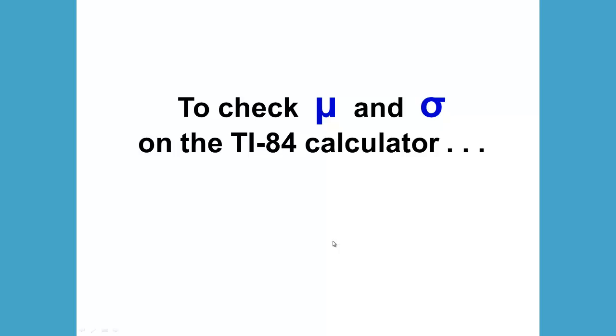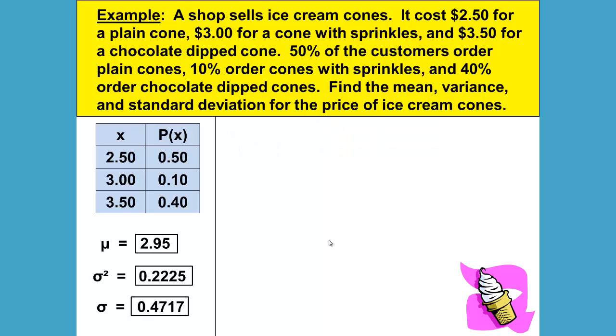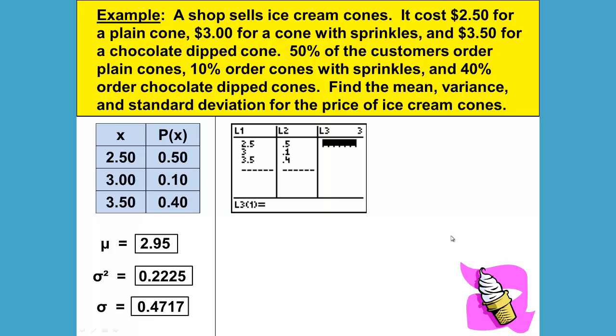We can check the mean and standard deviation on the TI-84 calculator as well. We have that same example and set up our answers that we have just obtained, and we will put the X or data values into list 1 and the probabilities into list 2. Remember to type your data in. You will press Stat and then choose Edit under the Edit menu, and then you will type in your numbers again into list 1 and list 2.